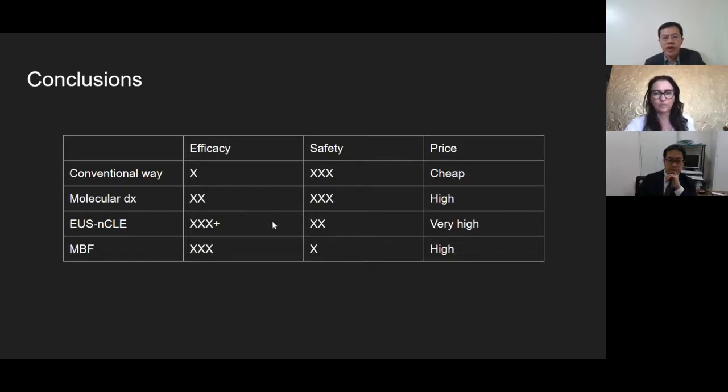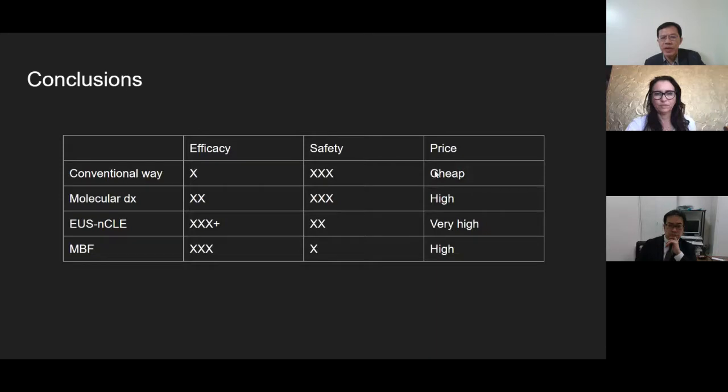And regarding safety, conventional and molecular diagnosis are the safest, confocal has a chance of complication around 3 to 5%, and MBF is around 9 to 10%. And for price, certainly the conventional way is cheap, molecular diagnosis is high, confocal is very high, and microbiopsy forceps is also high.